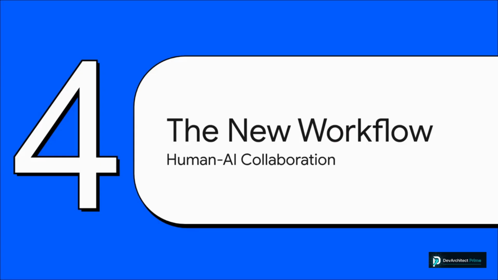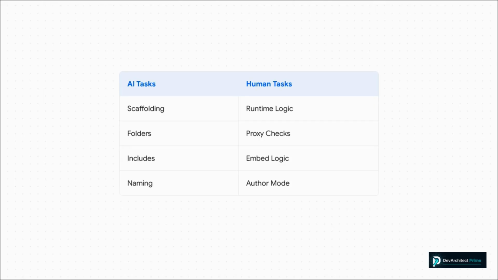Section 4. The new human-AI workflow. So, where does this leave us? We've seen the brilliance of the scaffolding and the danger of those blind spots. The practical solution going forward is a strict division of labor. On the AI side of the ledger, let it do what it's genuinely good at, the mechanical tasks. Let it generate the scaffolding, the folders, the text includes, and the category naming. It is faster and often a lot cleaner at this than we are.